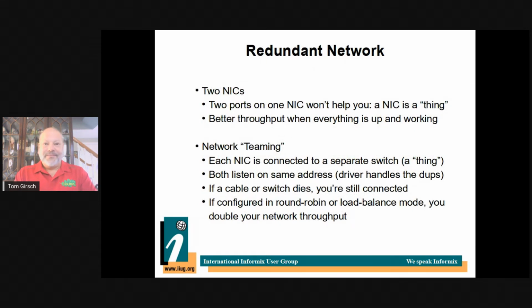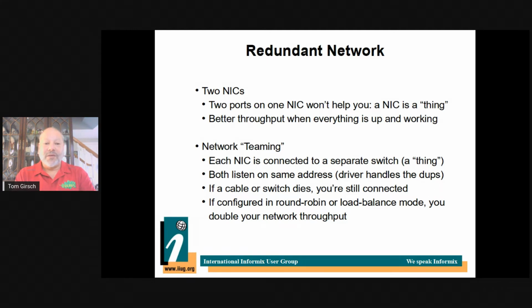Now on to network. 2 NICs. 2 ports on one NIC won't help you because that NIC is a thing, and if the NIC fails, both ports fail, and you're no longer connected to your network. Again, added advantage, better throughput, because you can actually spread the traffic across both of those NICs.